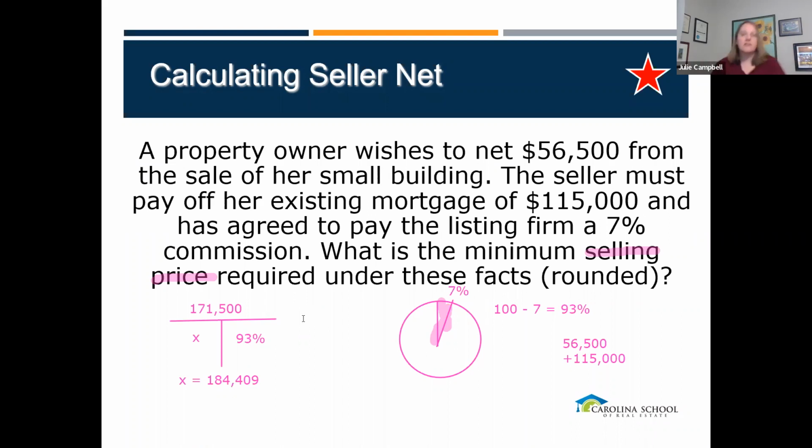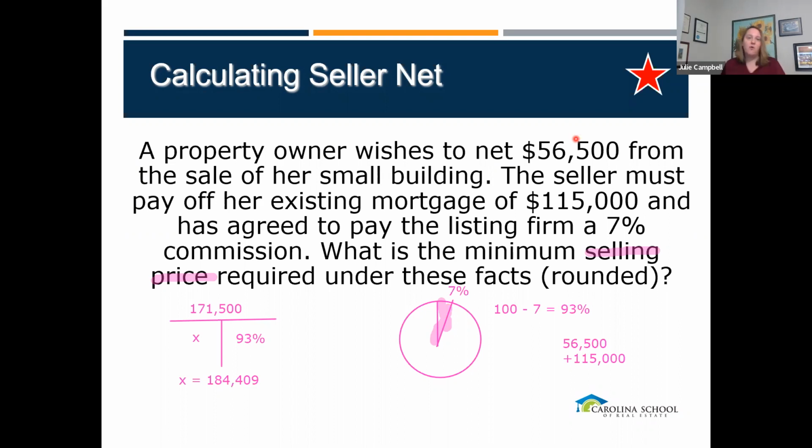Anything less than this means the seller is going to get less, because they always have to pay off that $115,000 mortgage. They have a listing agreement saying that they're going to pay me. So if we sell their house for less than 184,409, the seller's not going to net 56,500, meaning when the deed is recorded, the amount of the check made out to the seller is going to be less than 56,500. What happens if I sell their house for more than 184,409? I got a happy seller now, don't I?